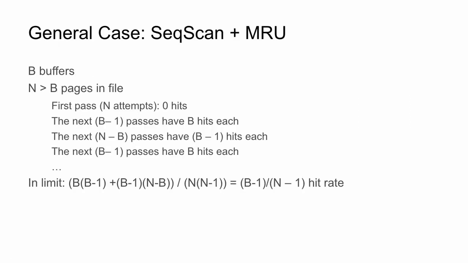Okay, so you can see how MRU is actually very good for sequential scans. This is the limit of what it generally ends up approaching. Okay, this is the general case for it. In limits, it typically approaches a B-1 divided by N-1 hit rate. There are N pages in the file, B pages in memory.